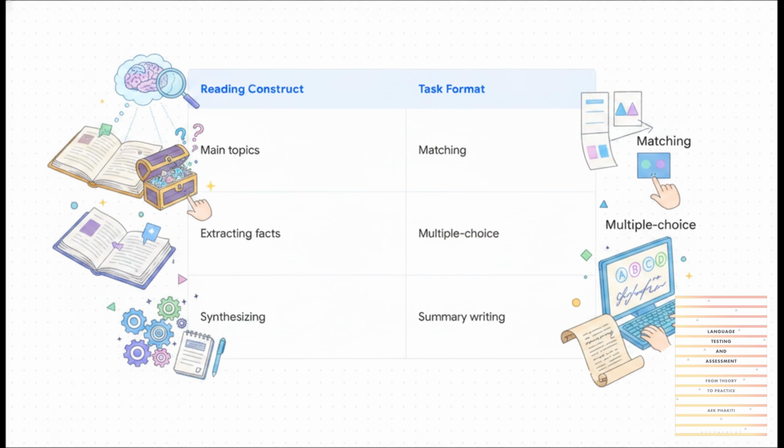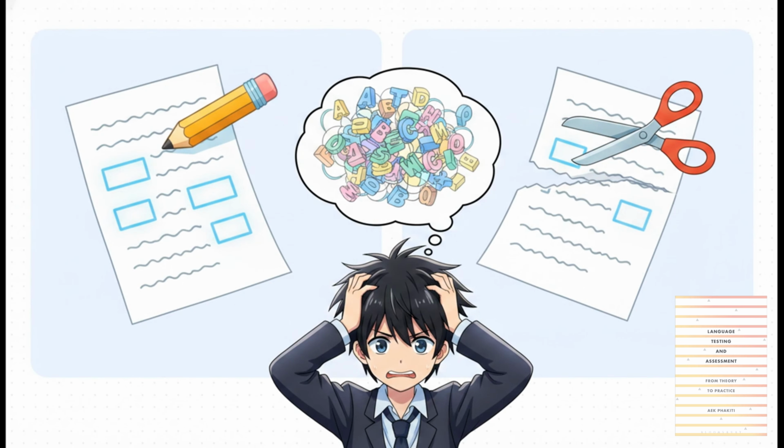So I shouldn't just rely on a massive multiple choice test for every single exam? Definitely not. While multiple choice is highly reliable for testing factual recall, it lacks authenticity. I mean, in the real world, we rarely read a text and then mentally select A, B, C, or D. Mixing your task formats gives you a much more robust and valid picture of their true capability. What about gap fill tasks? I see those used in language departments all the time. They are super popular, mostly because they are highly practical for the teacher to grade.